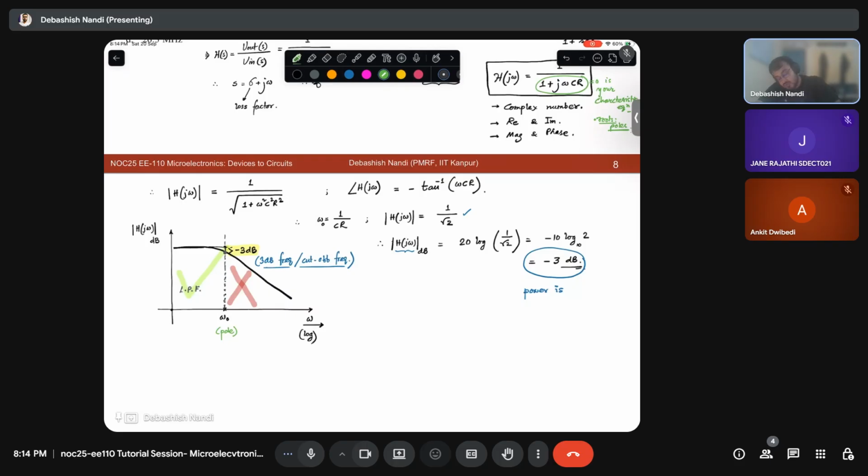So then what will you call your bandwidth to be? Bandwidth means the width of frequency, or the range of frequency, in which you get your desired performance. Okay. So this thing is called your 3 dB bandwidth, or in general bandwidth of the system.